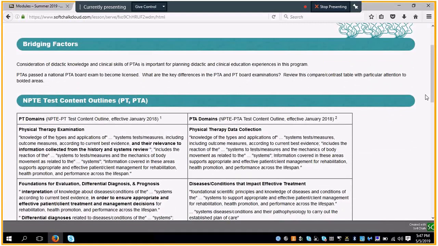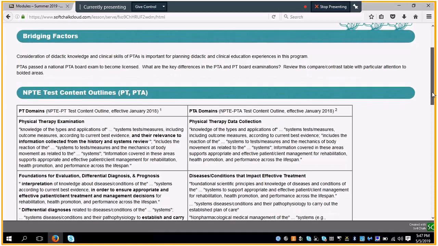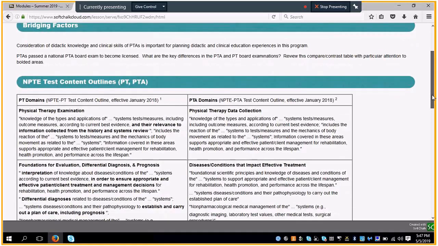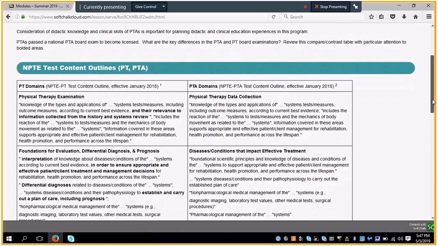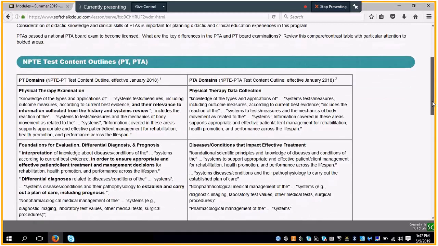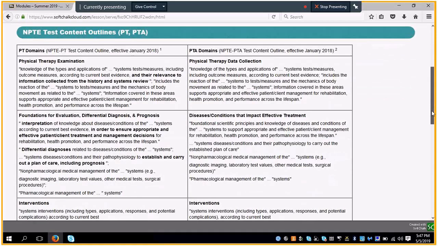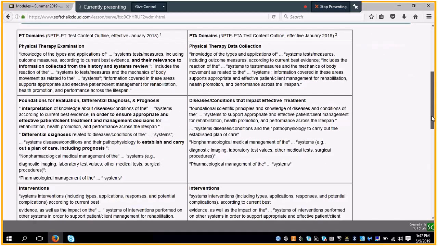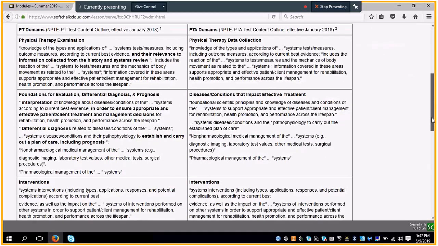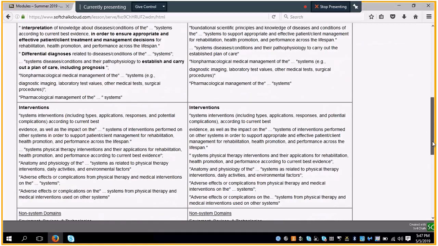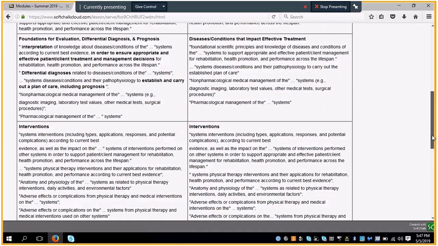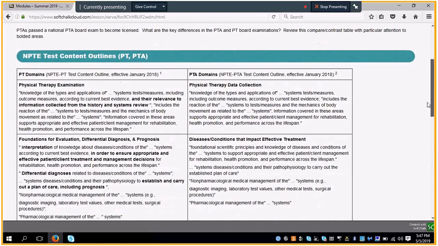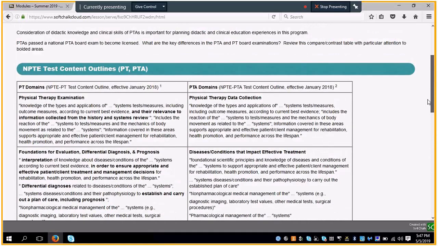Now, another helpful thing to note is that the test content outline follows a similar format to the patient-client management model in the Guide to PT Practice. So we begin with examination, then we go to evaluation, which also includes differential diagnosis and prognosis, and then interventions. And so you'll note that similarity as we go through the Guide to PT Practice in the next module.